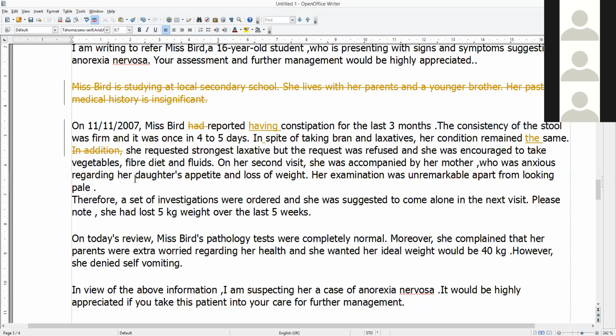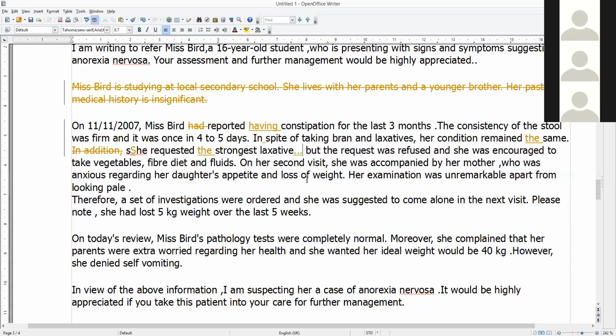She requested the strongest. Now, if you've got a superlative, you need an article: the strongest, the most, the best, the least, the worst, etc. So if you've got a superlative, you need an article. She requested the strongest laxative I could prescribe, or she requested a strong laxative, but the request was refused. Well, you refused it, so you can use I.